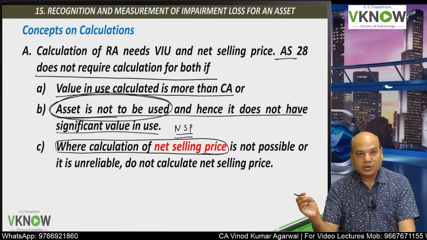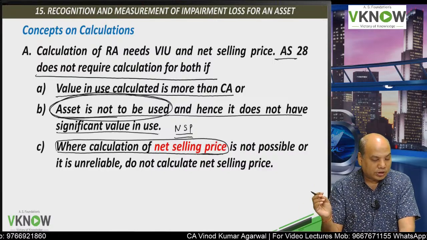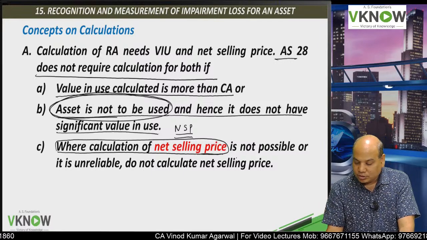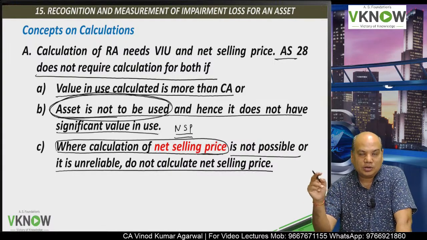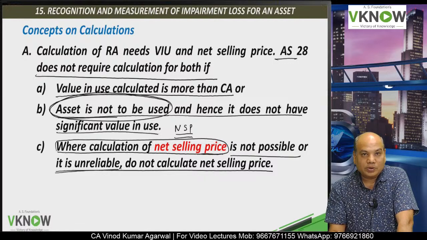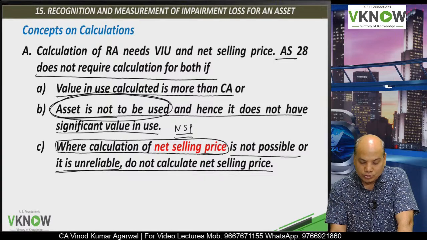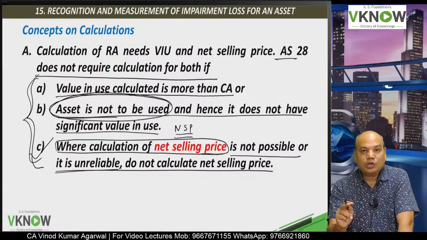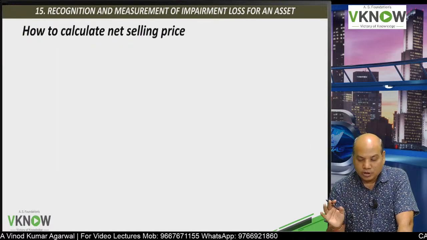There is no market, there is no latest transaction, there is no valuation trick available for finding the net selling price, then you have no choice but to only use value in use. Okay. When net selling price cannot be calculated or is not reliable, then only compute value in use. In these three scenarios, we are not required to compute both of them. Then you can only compute one of them.